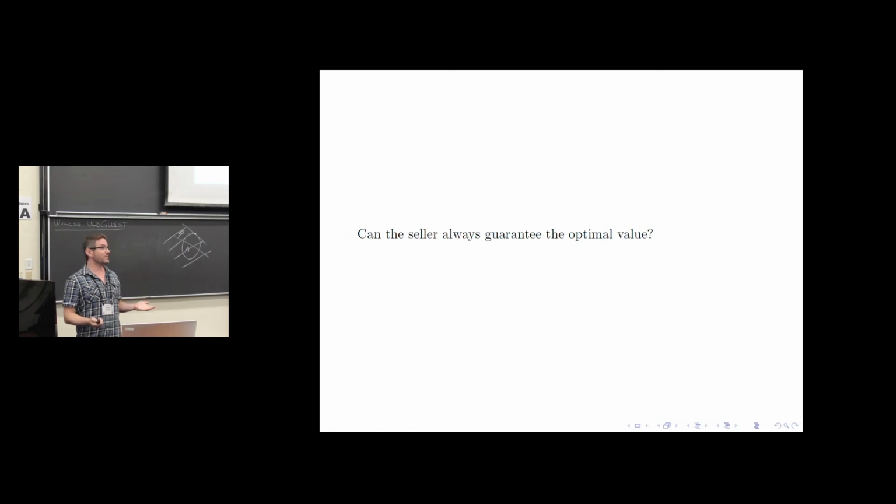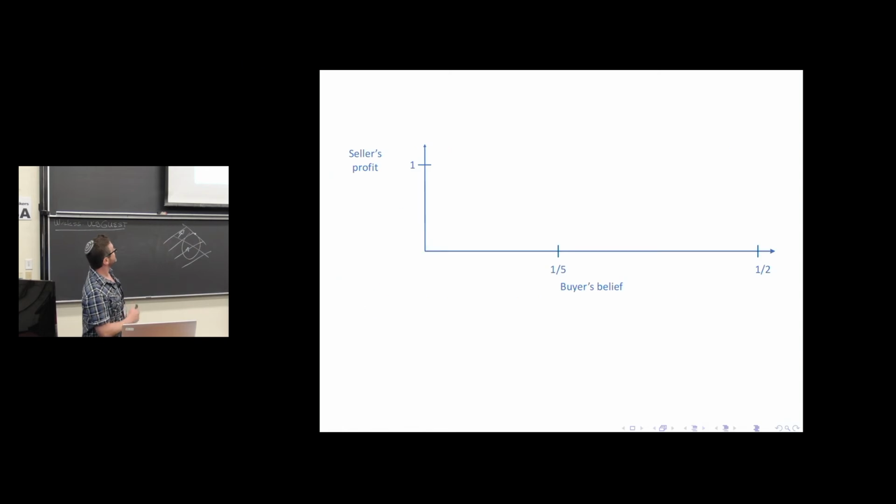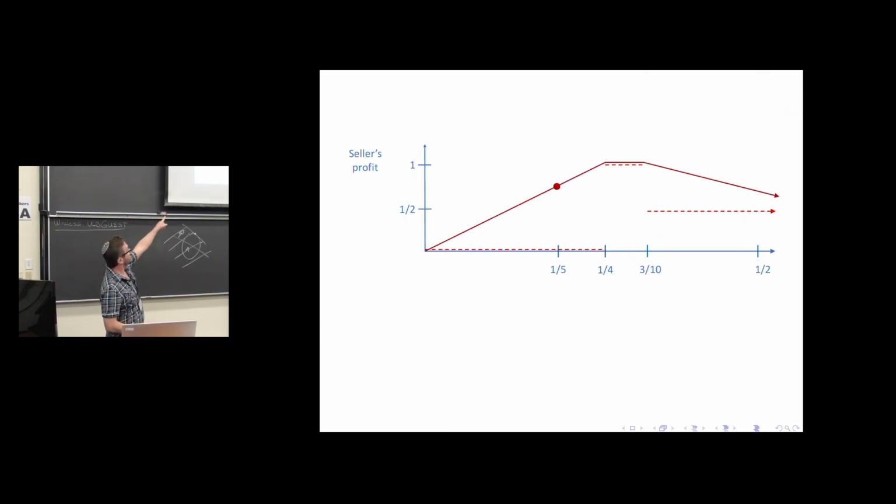Can the seller always guarantee the optimal value? The answer is no. Here's an example where he can't. Here there are two products, V1 and V2. I'll just show you the picture due to time. Basically, the profits are a little bit different for the two versions, and also the buyer wants different versions for different beliefs about the quality. The nice thing about this example is the optimal value is still 4/5, it's the concavification, but here it's actually impossible to get this value.